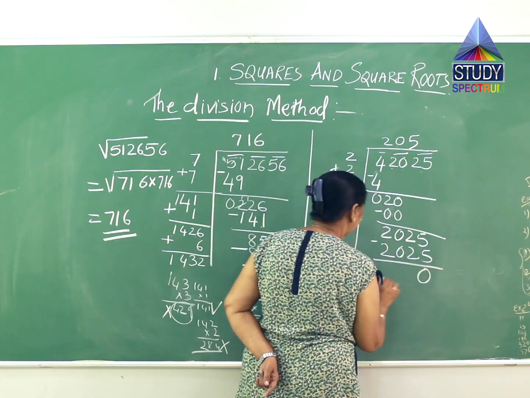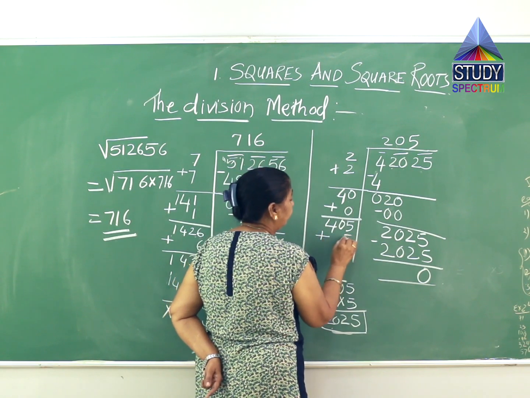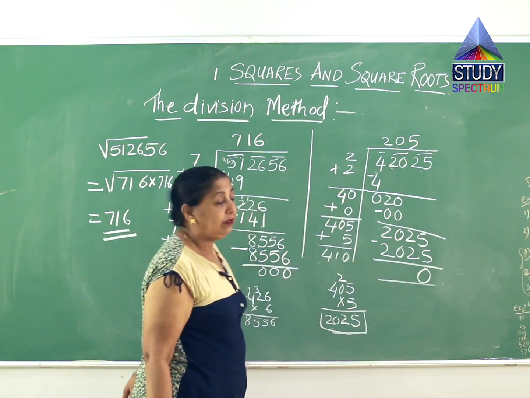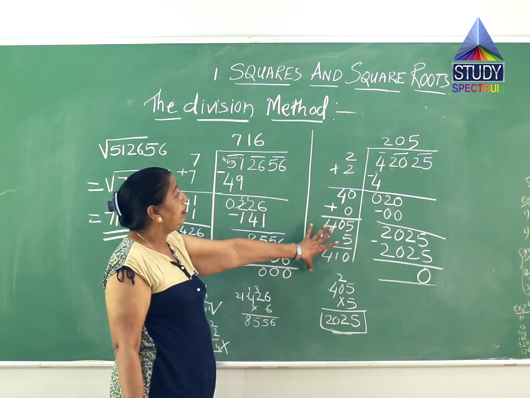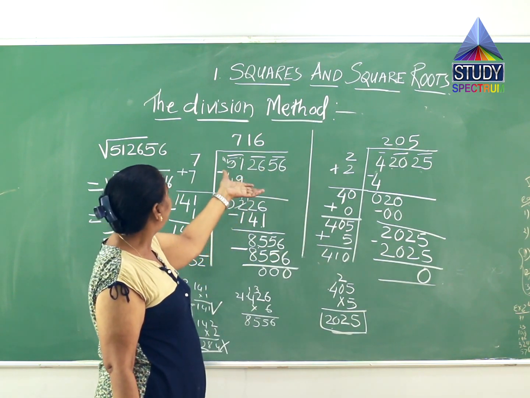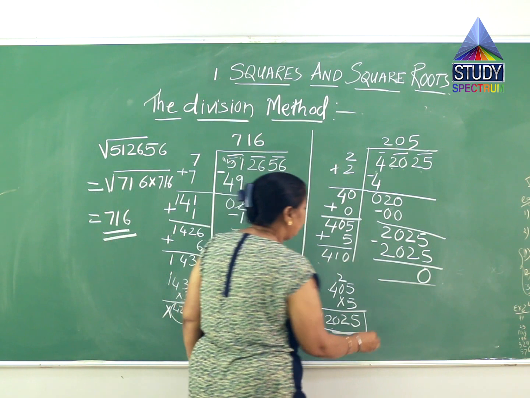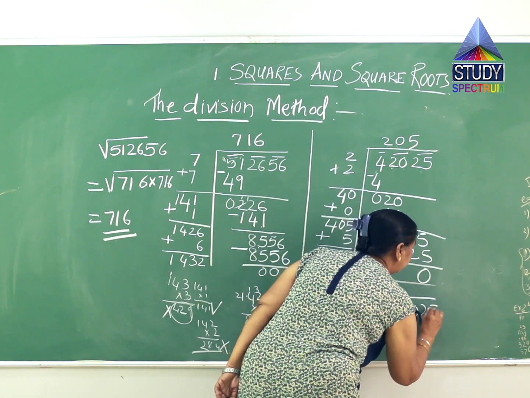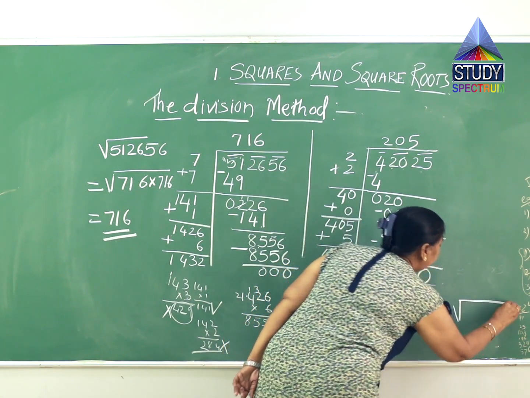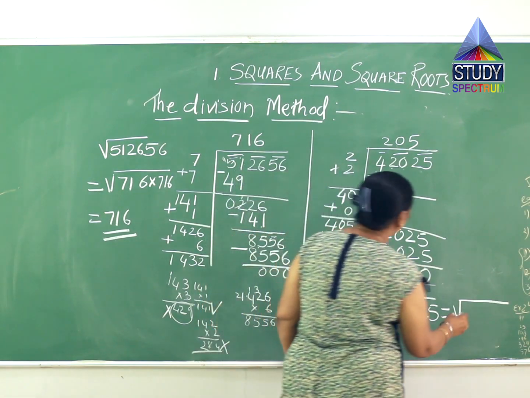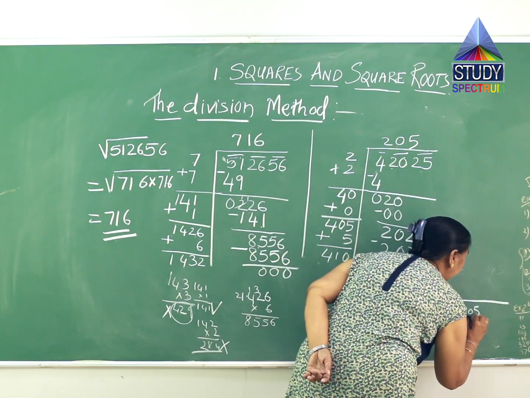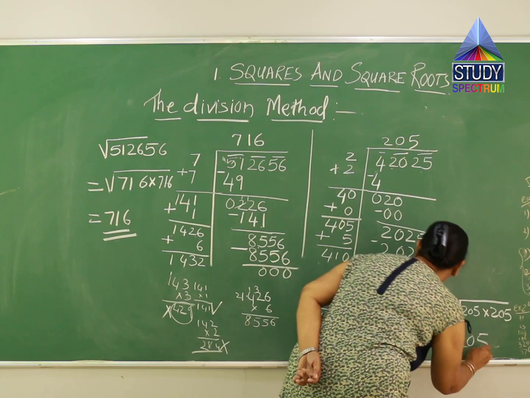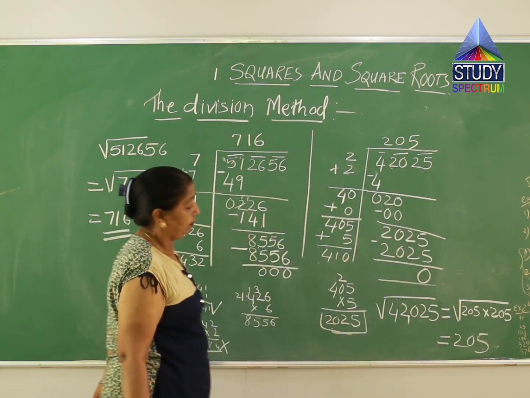after subtracting it gives me 0, and here I have to add 5. So this is 410. So now children, it is clear that by division method of greater number I can find out the square root of that. So here now square root of this number is what? It's easy for you to find out by this division method, that is 205 into 205. So I can say that 205 is the square root of 42,025.